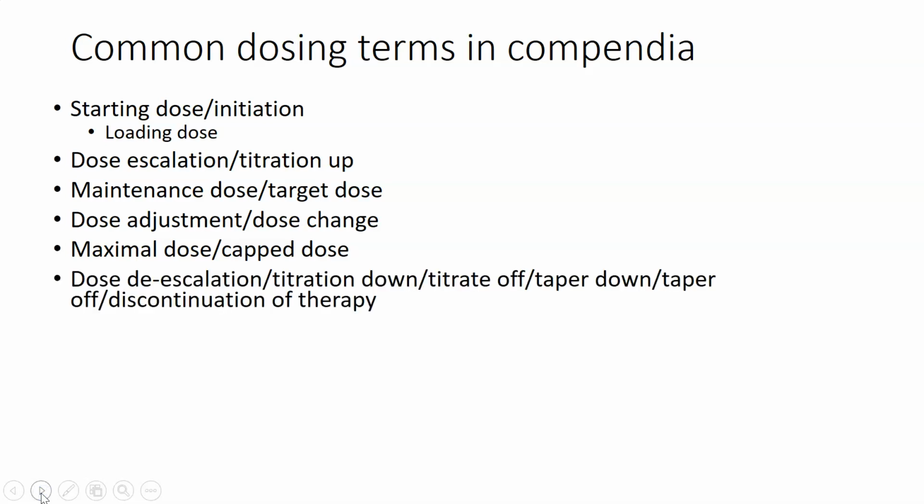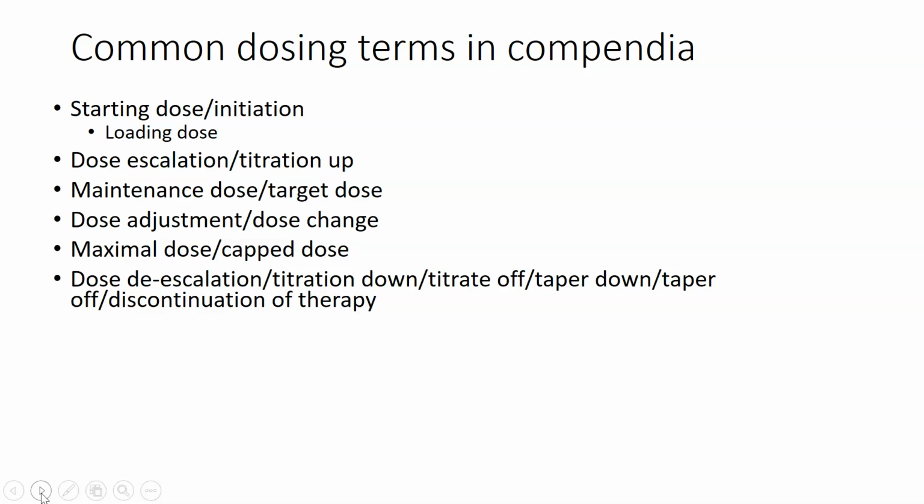On the kind of the opposite side of dose initiation would be a discontinuation of therapy. So this would be a situation where we need to de-escalate the dose or titrate the dose down instead of just abruptly stopping the drug. And you will see this for some of your drugs in your top 200 and definitely in your career. Some medications we do not abruptly stop, and this can be for a variety of reasons, but one of the most common is that there might be a withdrawal phenomenon if we abruptly stop the drug.